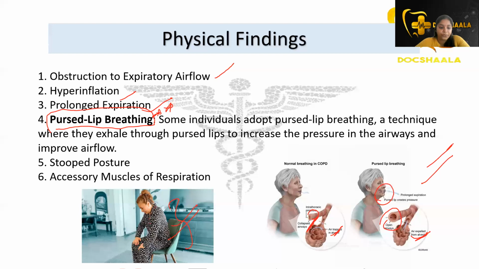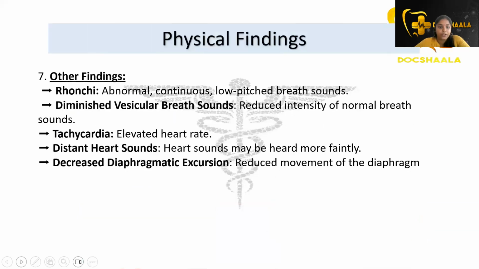The accessory muscles of respiration may also be impaired in this patient. Then, coming to other findings, rhonchi or abnormal continuous low-pitched breath sounds are observed. Diminished vesicular breath sounds are observed, which means reduced intensity of normal breath sounds. Tachycardia, elevated heart rate. Distant heart sounds may be heard faintly. And decreased diaphragmatic excursion. Reduced movement of the diaphragm leads to a flattened diaphragm appearance on the chest X-ray. Okay, then.